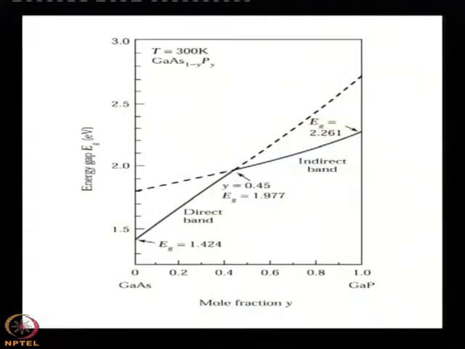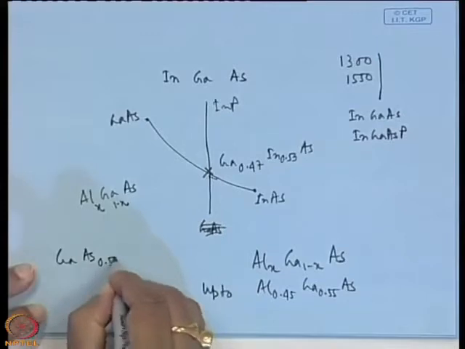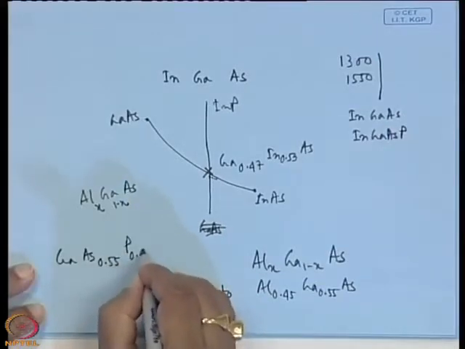Similarly, this is the example of say gallium arsenide phosphide. You see that here also up to 0.45 it is direct, then above 0.45 it becomes indirect band gap semiconductor. So, 0.45 means gallium arsenic is 0.55 and phosphorus is 0.45.